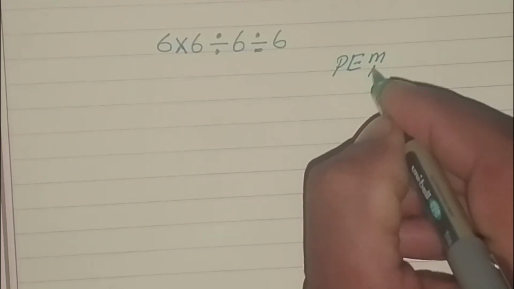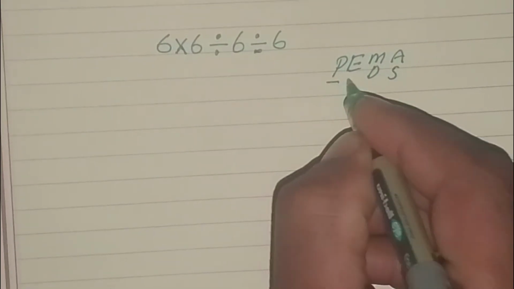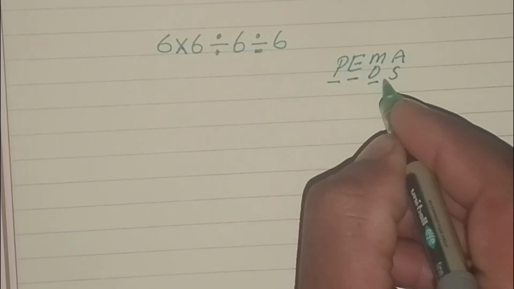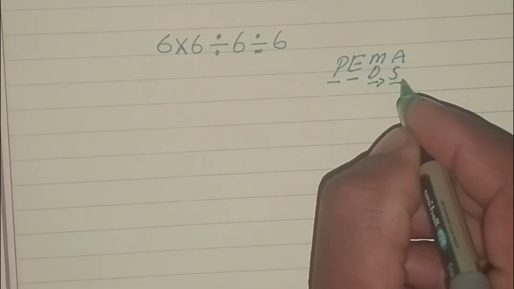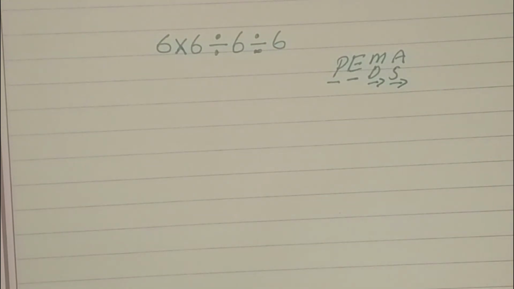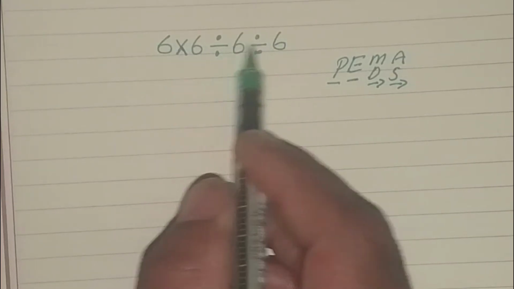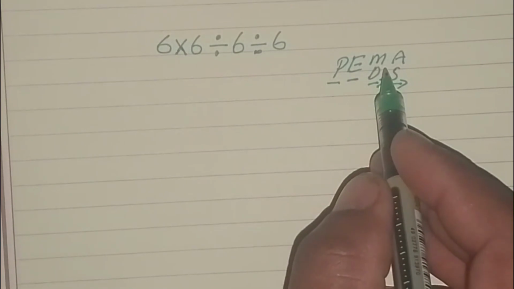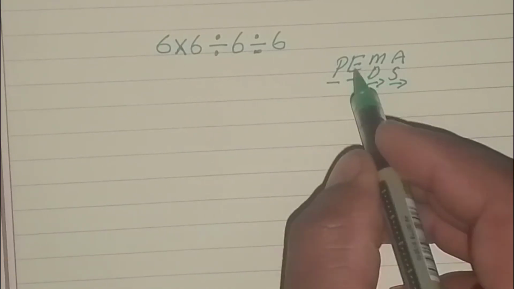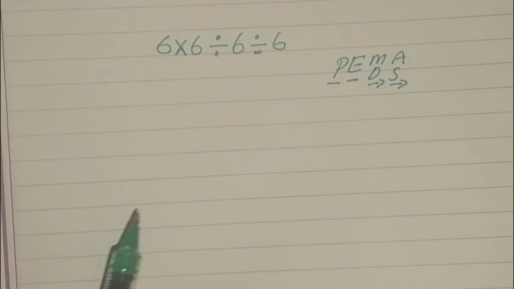According to the PEMDAS rule, first we solve parentheses, then exponents, then multiplication or division, and then addition or subtraction. Multiplication or division we solve from left to right, and addition or subtraction we solve from left to right. Now we have one multiplication and two divisions. So according to the rule, multiplication or division we solve from left to right.